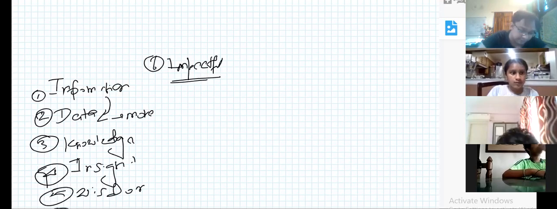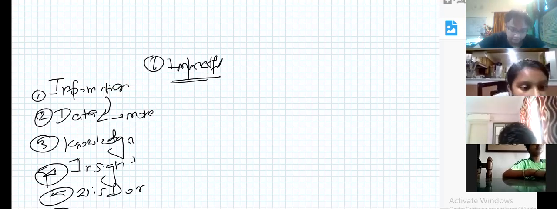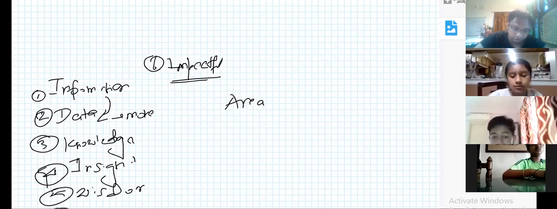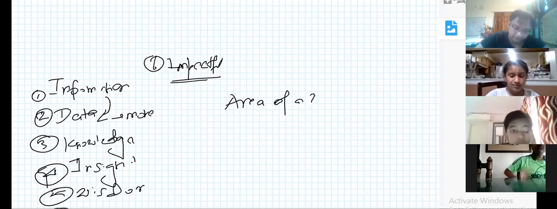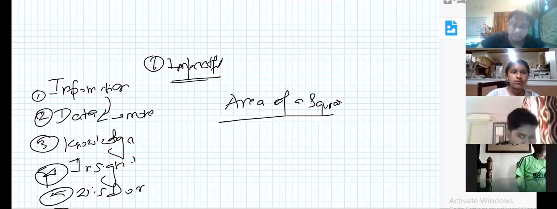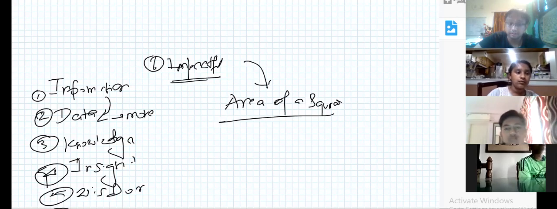So I will give a simple example so that you can understand. Suppose I'm telling you about a math chapter, right? Suppose I'm taking the area of a square. This is the information. Area of a square is there, right?